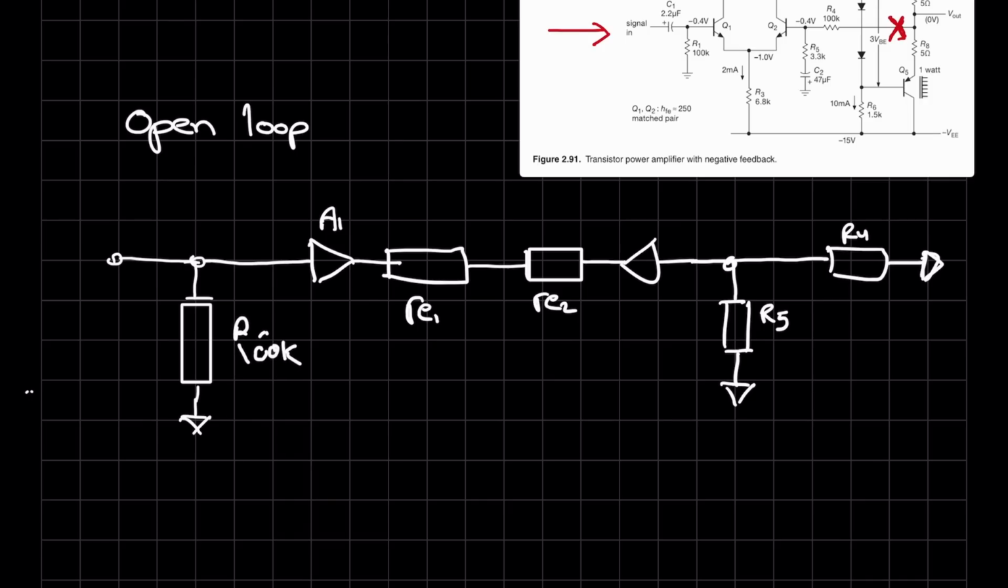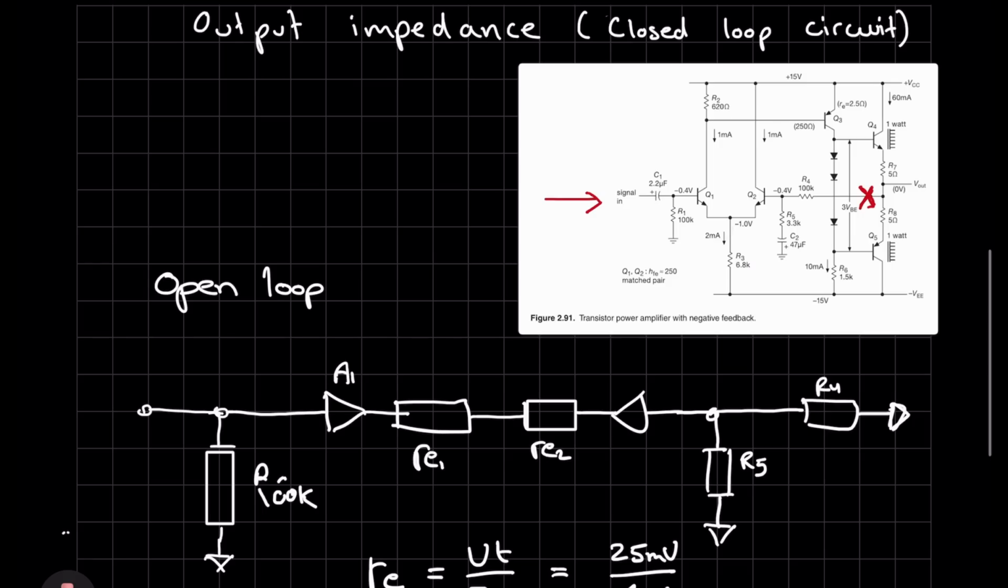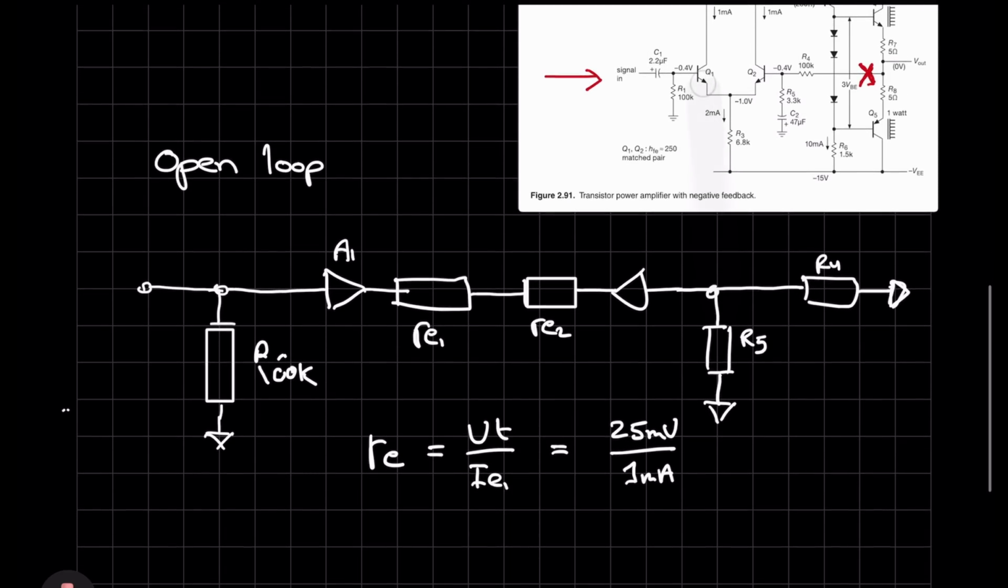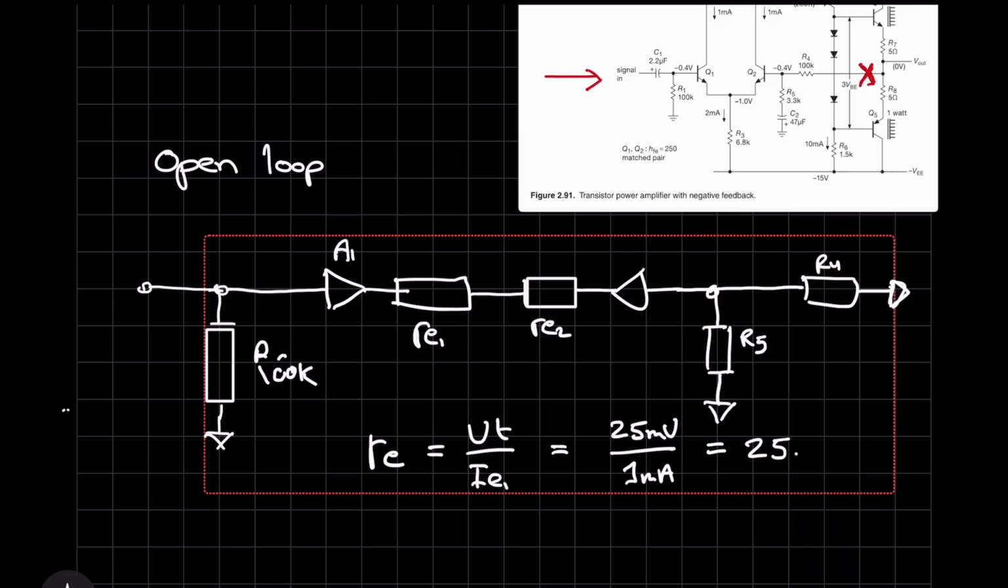The RE value is going to be equal to Vt over IE1, which in this case is 25 millivolts over 1 milliamp. You have 2 milliamps going in this direction over here. 1 milliamp is going to be coming through this side, and the other milliamp is going to be coming through this side. So the current through the Q1 emitter is going to be 1 milliamp. So we can say RE1 is equal to 25 ohms, and RE2 is also going to be equal to 25 ohms. So we can simplify this part of the circuit to just a single resistor.